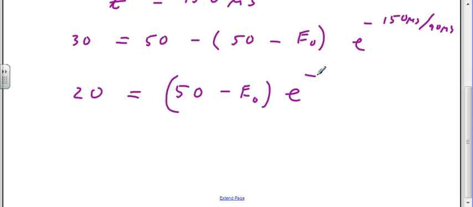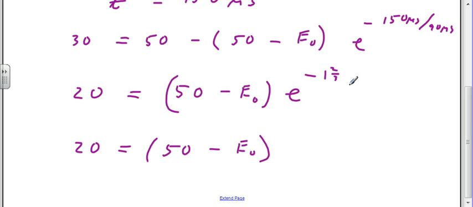e to the minus. Let's see, 150 divided by 90, 15 divided by 9 is what? 1 2/3. Okay, what are we going to do? Oh, we're just going to solve it. Okay, so 20, 50 minus E naught, and now I want e raised to the answer that I just got, and that's going to be, but it's minus.